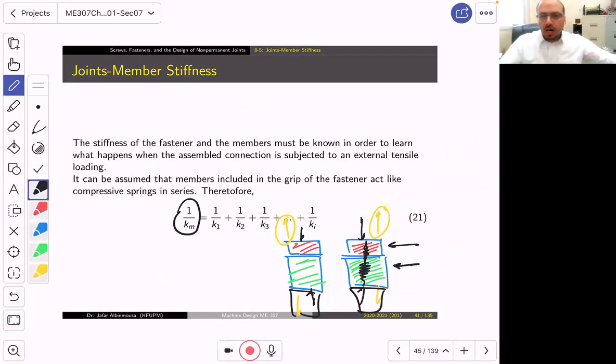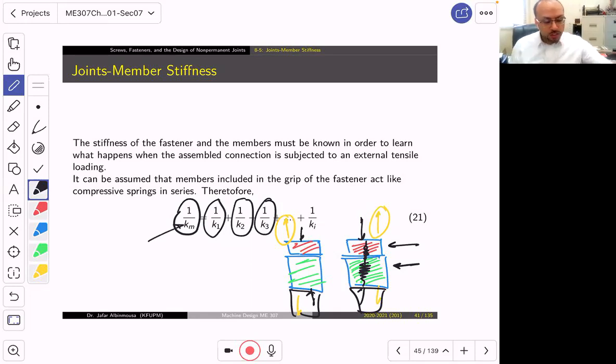For the member, regardless of how many things you are squeezing, 2 washers, 3 members, those are 5. 2 washers, 2 members, those are 4. No washer, only 2 members, there are 2. So 1 over K1, 1 over K2, 1 over K3, plus 1 over Ki. You find the stiffness of each one, you add them together, then you reverse it, and you find the stiffness of the member.